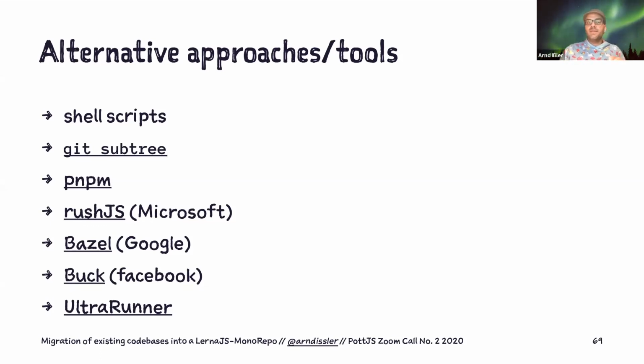And recently, so this is fresh stuff for me, I found Ultra Runner, which is a nice tool for running scripts in your monorepo with a nice UI in the terminal. So check this out.